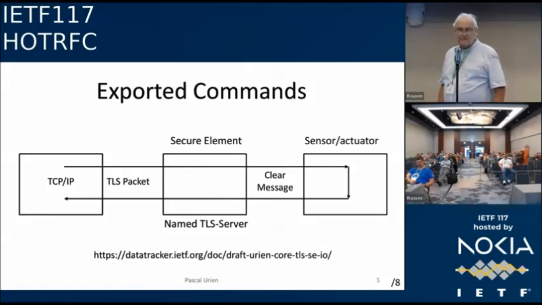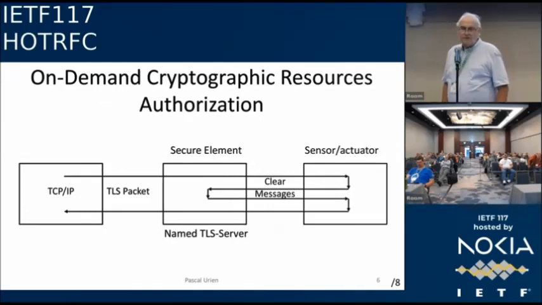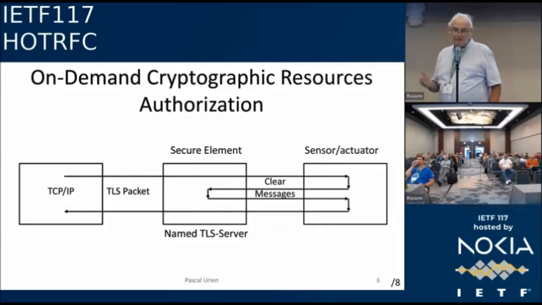So next slide, please. And on-demand cryptographic resource authorization means you receive a command that is exported to the sensor actuators, like in the previous feature. But now the sensor requests from the secure element some cryptographic resources, for example, signatures, and then it returns a message in a clear form, which is again encrypted by the secure element.